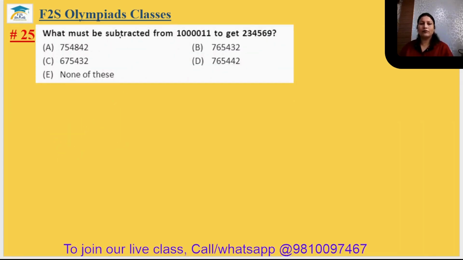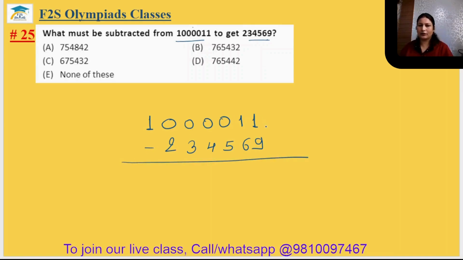25. What must be subtracted from this to get this? From this to get this means this is your minuend and this is your subtrahend. So 1,000,011. Subtract 965,432. Subtract it. How much will you get?